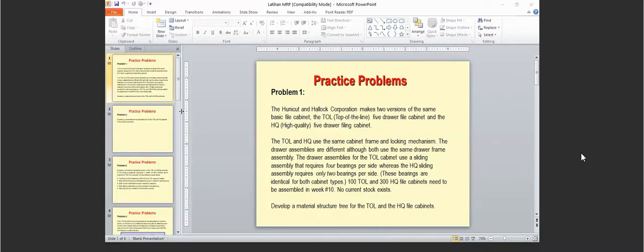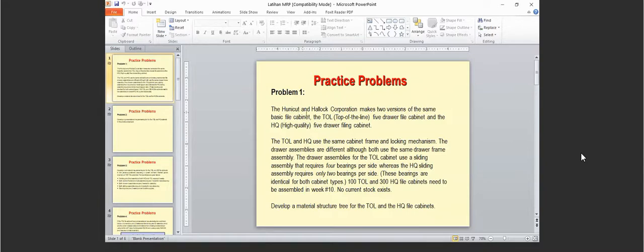Again, we have this problem with the MRP, material requirement planning topic. So the problem here is about drawing the product structure tree and developing the material requirement planning based on the number of lot sizing techniques that we have. So let's get started.